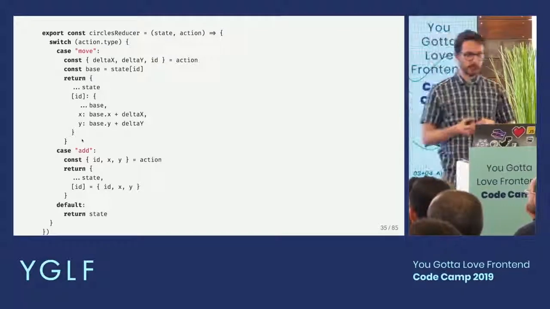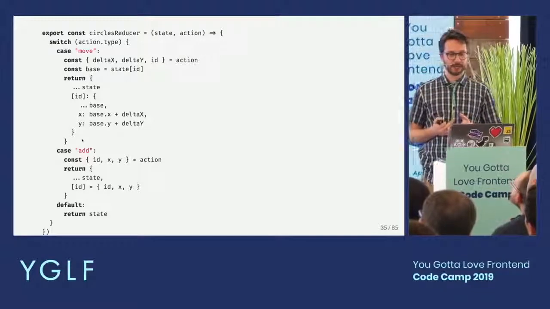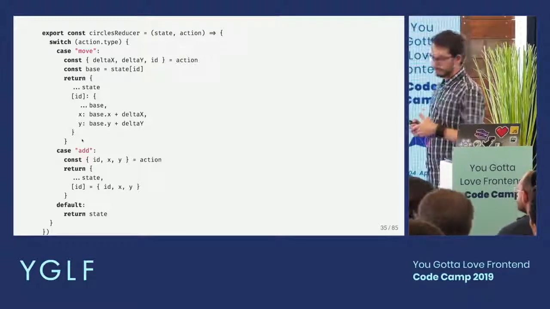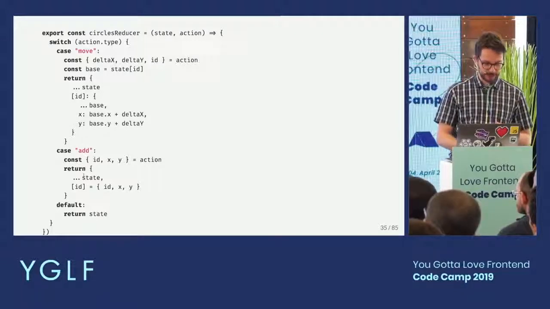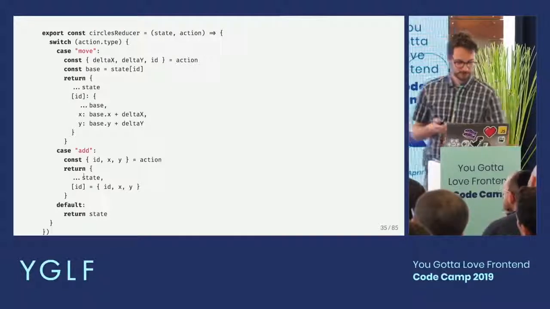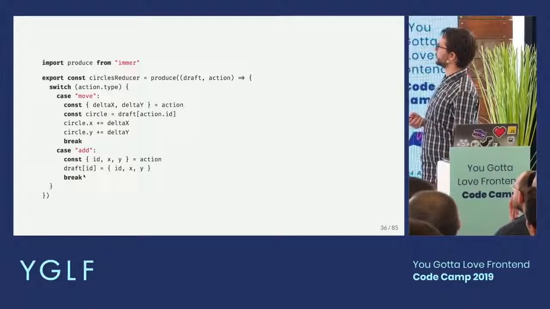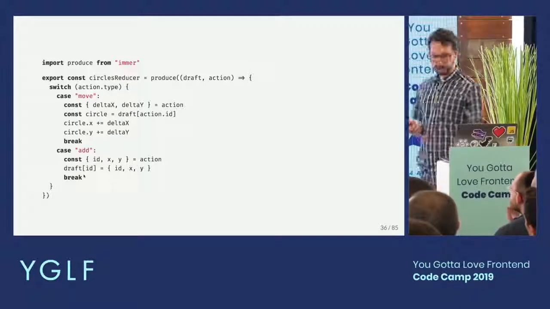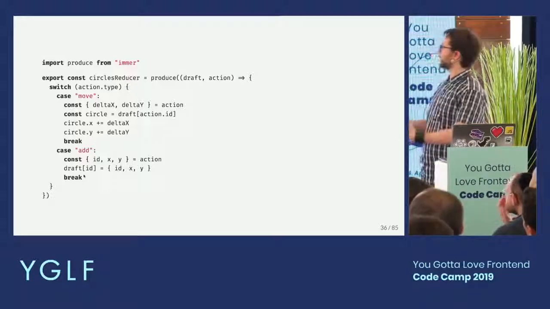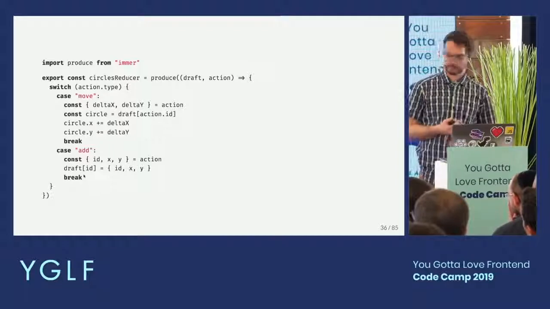And then I wrote a reducer that has 2 actions available. One is move, and the other one is add. I'm spreading all objects, and that's a lot of work. I'm not even sure if this is correct. But anyway, if you think, oh, that's a lot of code, you can also write it like this. This is using the Immer package, which is using proxies, and gives you a mutable API to do immutable stuff.